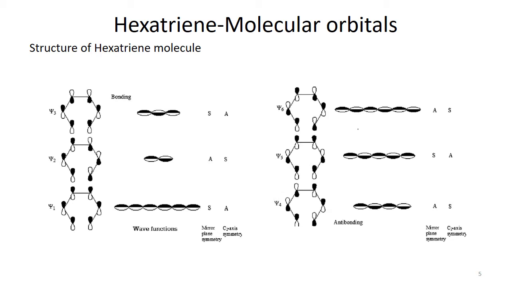But in case of psi2, if you rotate it, then you get exactly the same picture as the original molecular orbital. So this one is symmetric. Similar is the case of psi4 and psi6, they are symmetric with respect to the C2 axis. But psi3 and psi5 are anti-symmetric with respect to the C2 axis of symmetry. I hope you can understand how these symmetry elements are applied on these molecular orbital diagrams.